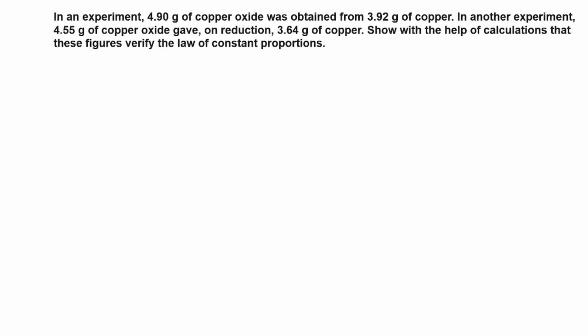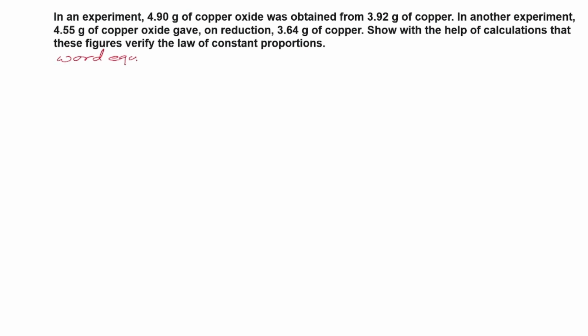Okay, dear student, this is your second doubt question from my revision syllabus. Again, I told you, you have to read the question carefully. What is given in the question? Read carefully. In an experiment, 4.90 gram of copper oxide was obtained from 3.92 gram of copper. In another experiment, 4.55 gram of copper oxide gave on reduction 3.64 gram of copper. There are two reactions. What is the basic equation? That we call the word equation. First write the word equation.